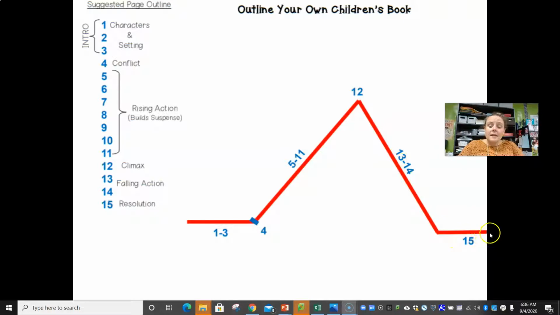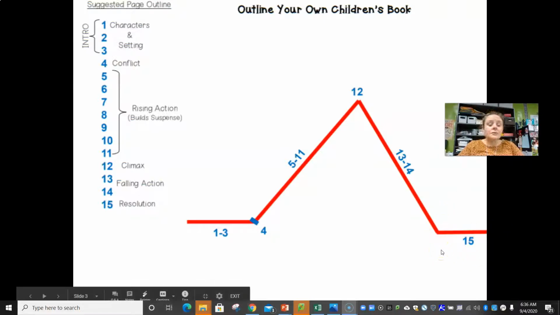And then about page 15 is where you tell what the character learned, because we would like your story to have a theme as well. And if characters have been through a problem that was solved, they usually learn a lesson. So you kind of describe that on page 15.